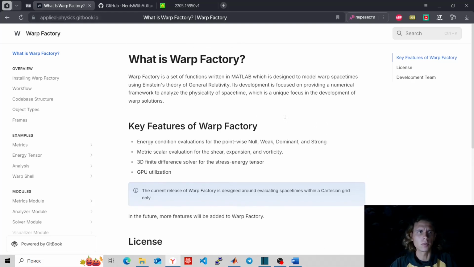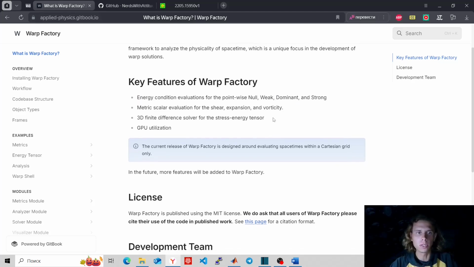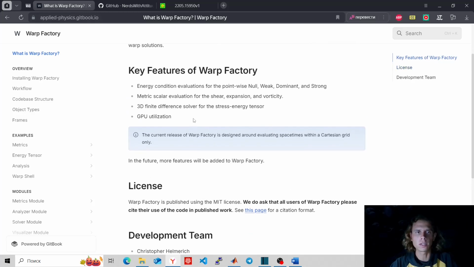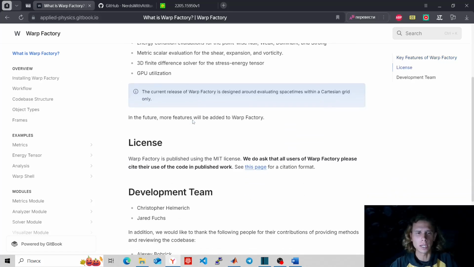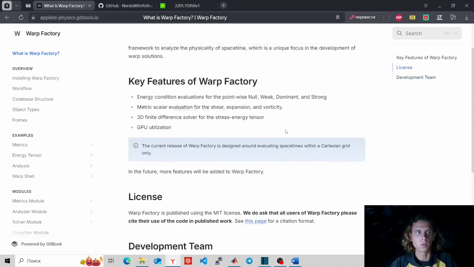And so what can Warp Factory do? It can find the stress energy tensor using a numerical solver. It can analyze for null, weak, dominant and strong energy conditions. It can do really nice plotting and so on. It can also use GPU for intense computations, and this is the development team, and shout out to this development team. You guys are amazing. This is a really nice tool.